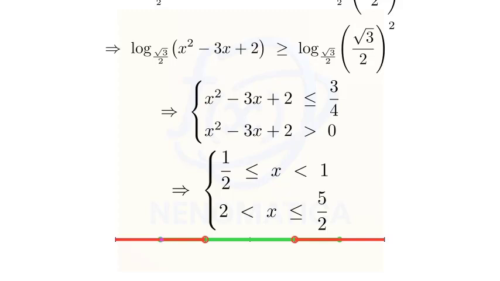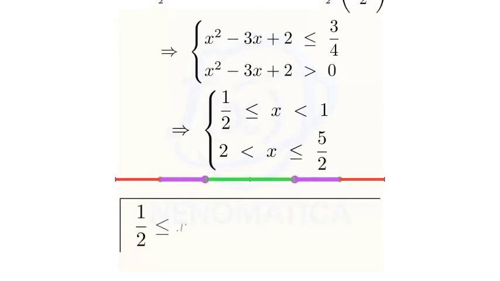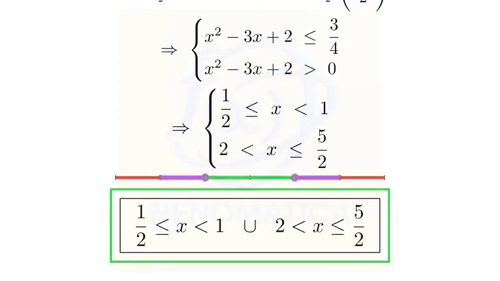Therefore, the solution set is x is greater than or equal to 1/2 and less than 1, or x is greater than 2 and less than or equal to 5 halves.